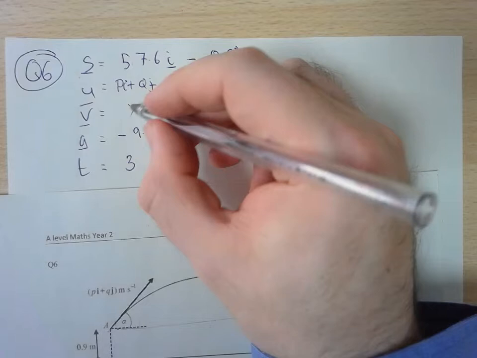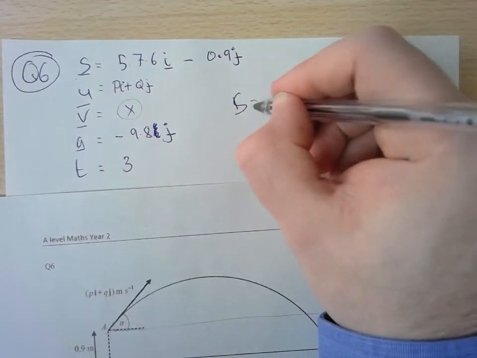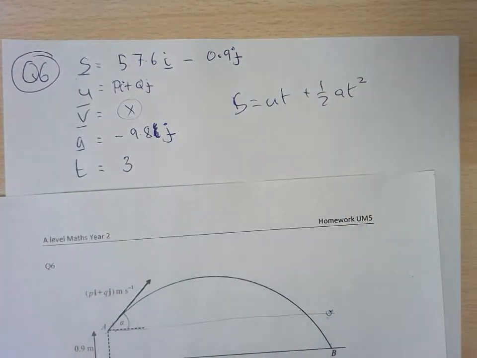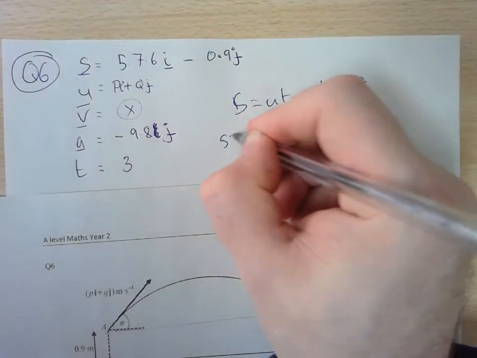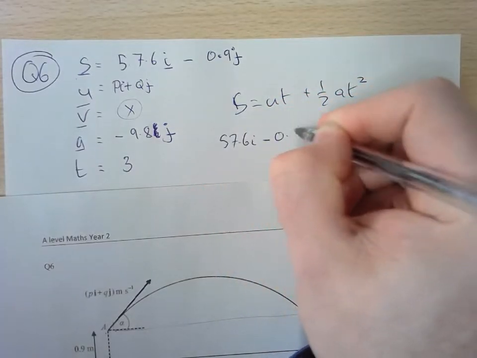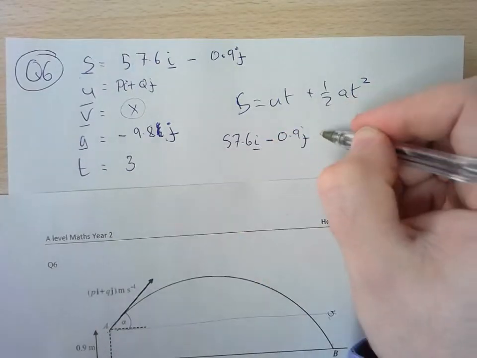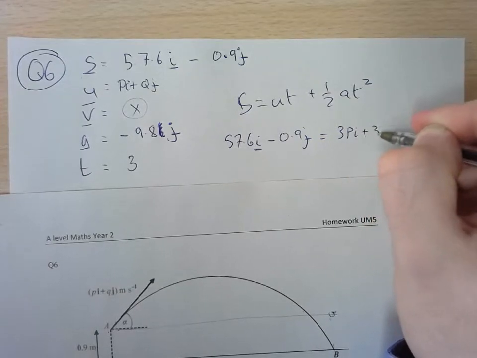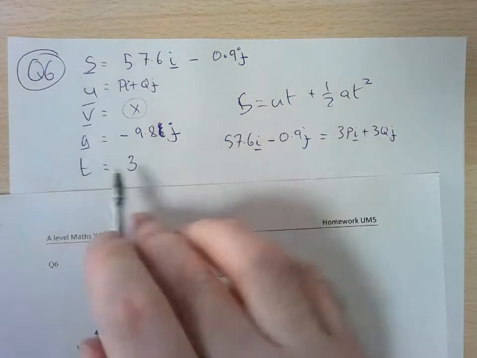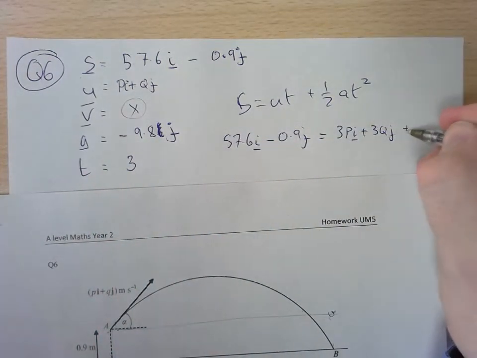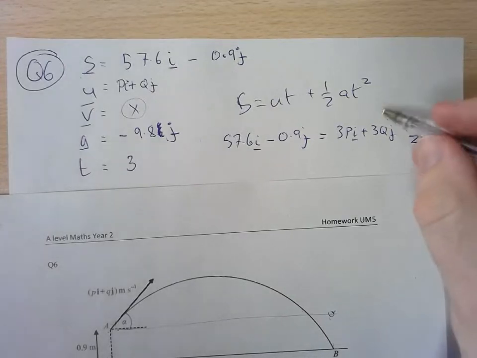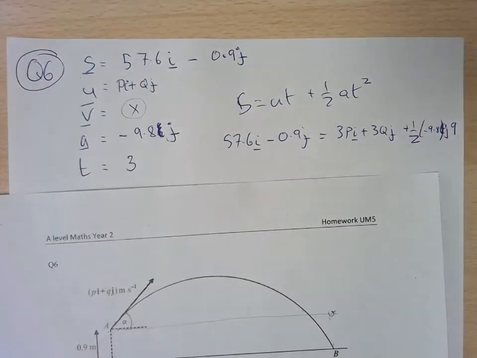We're going to use, because v isn't involved in the question, s equals ut plus a half at squared. So putting this in, we get 57.6 i minus 0.9 j equals this, so 3Pi plus 3Qj, 3 times u, plus a half, minus 9.8 j, and we're going to multiply this by t squared, which is a 9. So let's tidy all of this up.